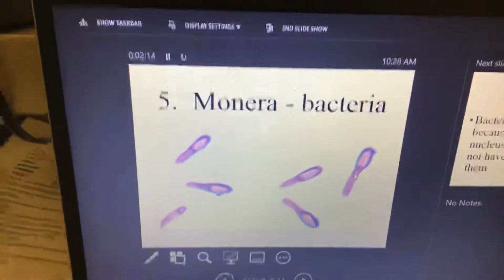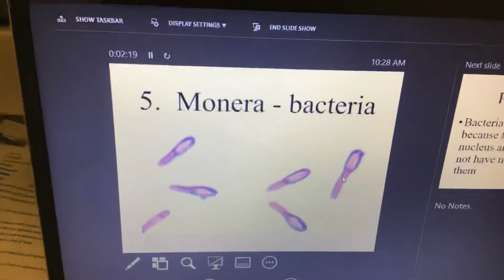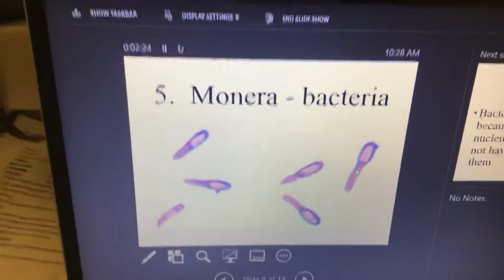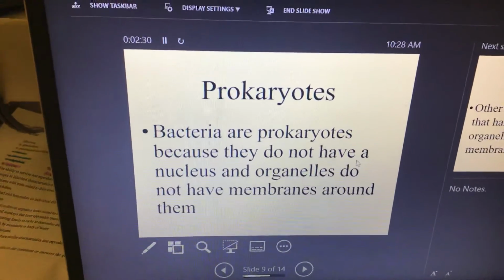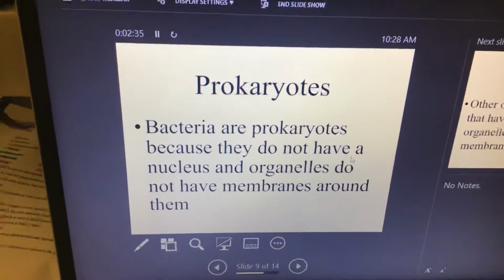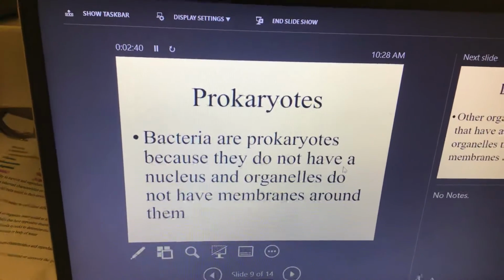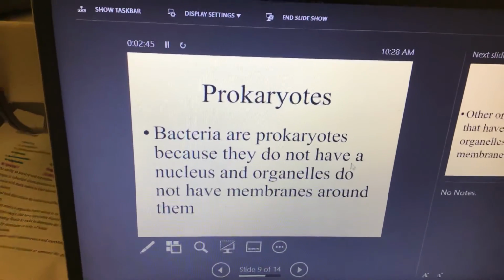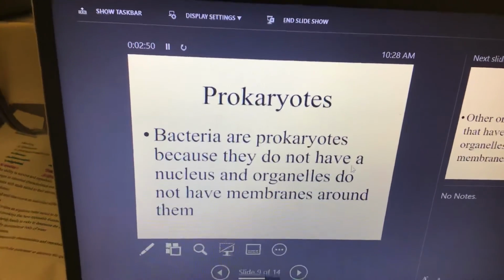Sometimes, if you see a 6th kingdom, they'll break bacteria into 2 different groups, but we're not too concerned about that right now. A couple terms. If you remember these, great. If you don't, you might want to write these down. Prokaryotes. We talked about this several chapters ago, but bacteria are prokaryotes because they do not have a nucleus, and organelles do not have membranes around them. So prokaryotes, no nucleus, that's going to be bacteria. If you'd like to write that down because you don't remember that, great. If you remember it, that's fine.